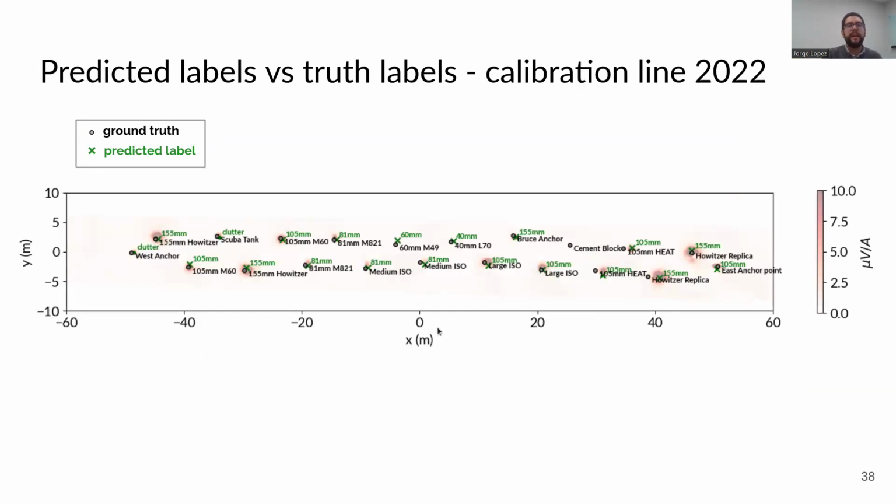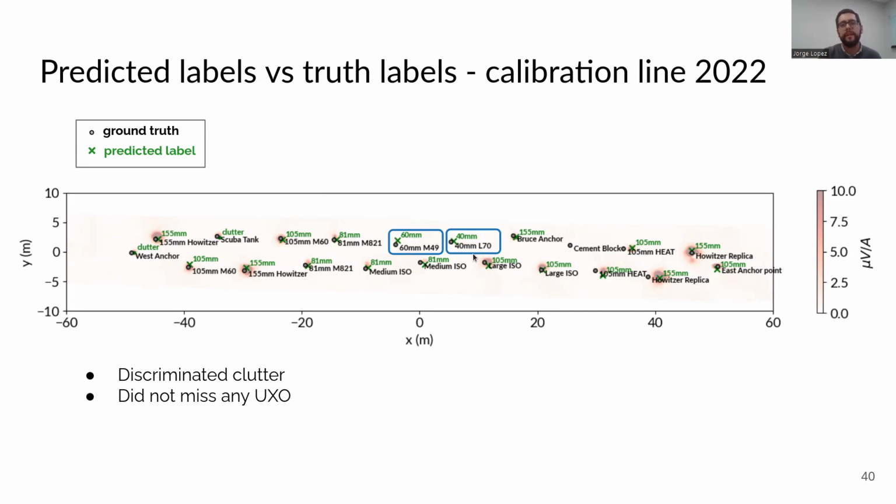Okay, so this is the final output, the ground truth and the predicted labels after performing this last step. A couple of things to notice here: we were able to discriminate some of the clutter objects correctly. The scuba tank is obviously not a UXO, and it was correctly labeled as clutter. There was some object used to anchor this line at the end that was also labeled as clutter. We did not miss any UXO.